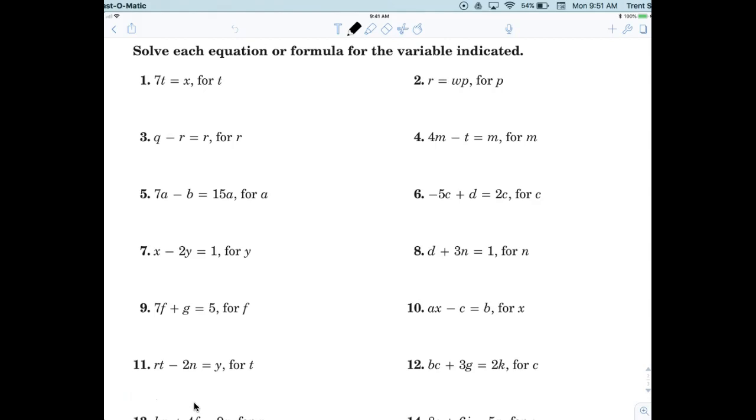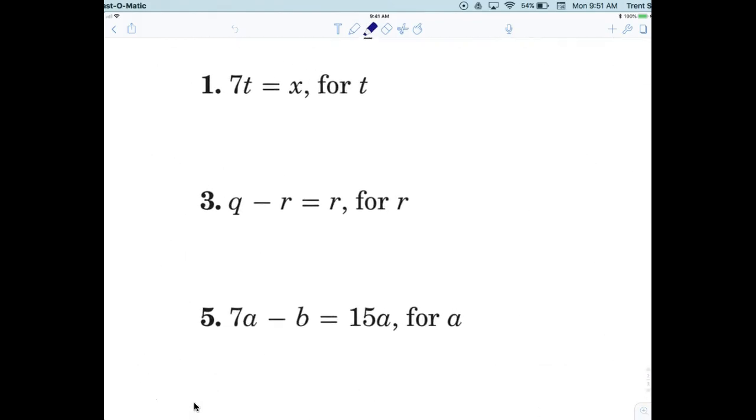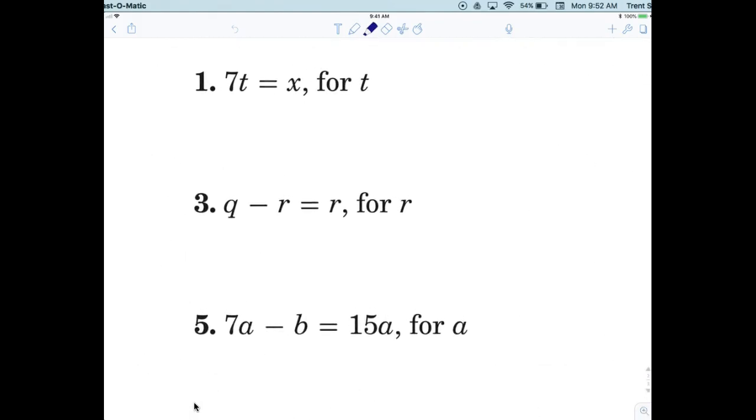Now let me go over this worksheet and show you how simple it is. We are essentially solving for t. So first I want to highlight t, because that's what we're trying to find the value of. Which means what's in the way? 7. That means 7 times t. How do we undo multiplication? Divide. So essentially you're dividing both sides by 7.